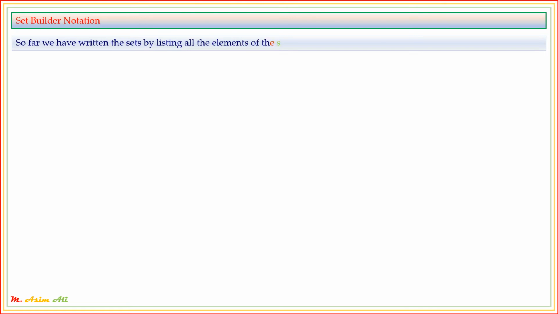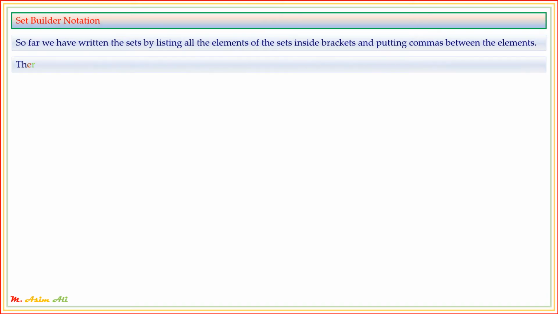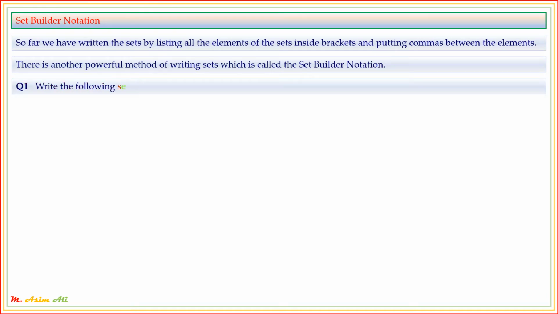So far we have discussed the listing method of sets, by just listing the elements between two brackets and putting commas in between the elements. There is another powerful method of expressing a set, which is called set builder notation, and we will discuss this notation through examples. Question number 1: write the following sets in set builder notation form. We are given a set in which its 5 elements have been listed by putting commas in between those elements. In set builder notation, we describe a set by the nature of the elements, right? So how that set is constructed is used in the set builder notation.